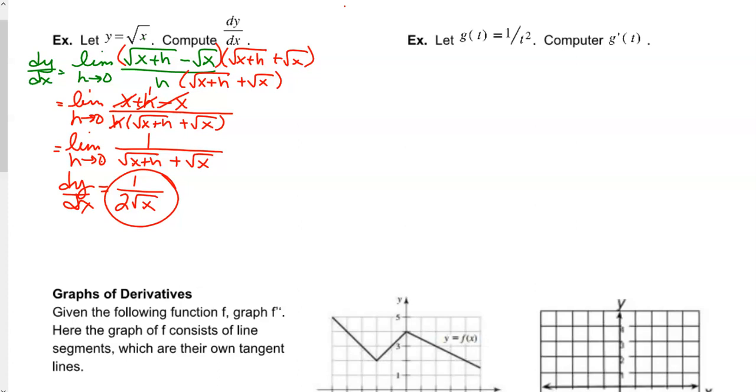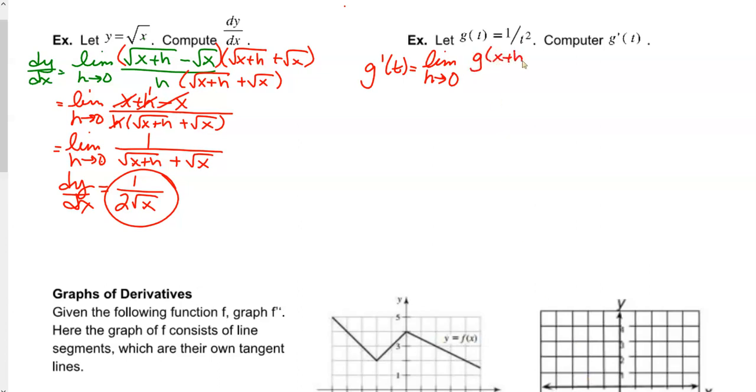All right, let's try this function that has a fraction in it. This time I am giving you g of t, just a notation thing. G prime of t again represents the derivative. So g prime of t, I'm going to take the limit as h goes to 0 of g of x plus h minus g of x all over h. So I'll write it this time.